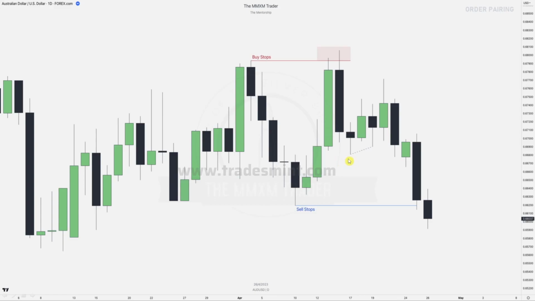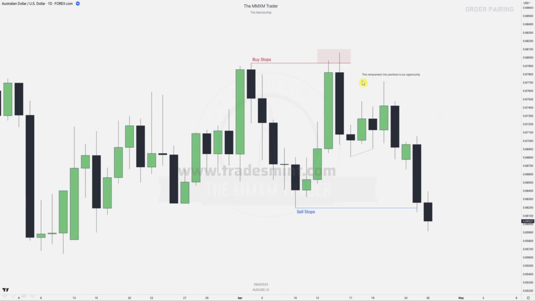The algorithm will continuously engineer liquidity to pair more orders up to continue lower. Now, where do we get in if we want to participate in this move down, we want to be in a premium level, right? So we need to dive into a lower time frame so we can see more structure, because this is the daily chart, right? So we have a more clear picture if we go into a 1 hour chart. And in the 1 hour chart, we will see this retracement into premium as our opportunity.